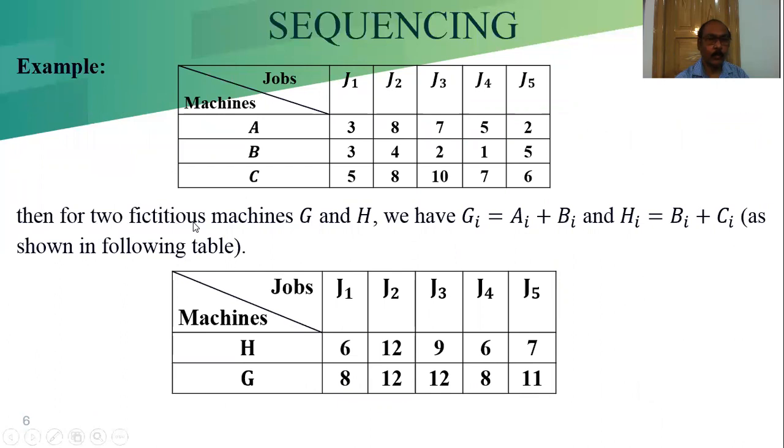Then for the 2 fictitious machines G and H, we have Gi equal to Ai plus Bi and Hi equal to Bi plus Ci, as shown in the table. So 5 plus 6 is 11, 1 plus 7 is 8, 2 plus 10 is 12, 4 plus 8 is 12, 3 plus 5 is 8.